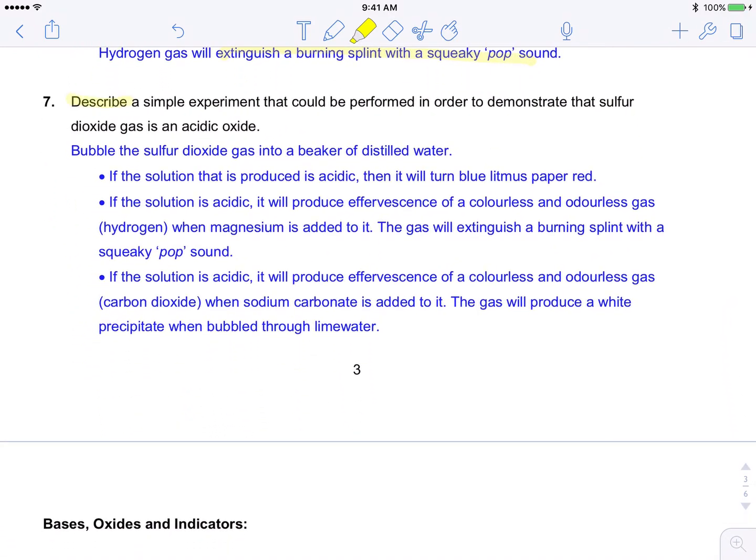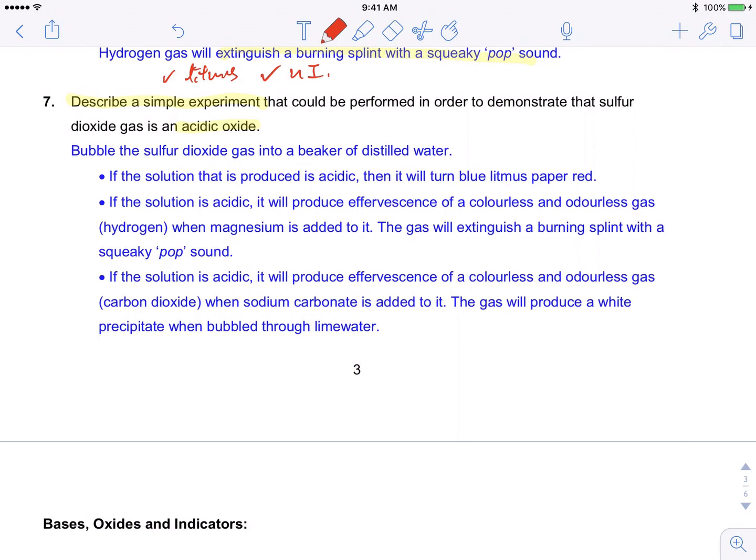Okay, now next they ask you to describe a simple experiment. They didn't ask you to conduct a chemical test. So this time we can use litmus paper. We can use universal indicator. Okay, to show whether something is an acidic oxide, we need to see if it reacts with an alkali.